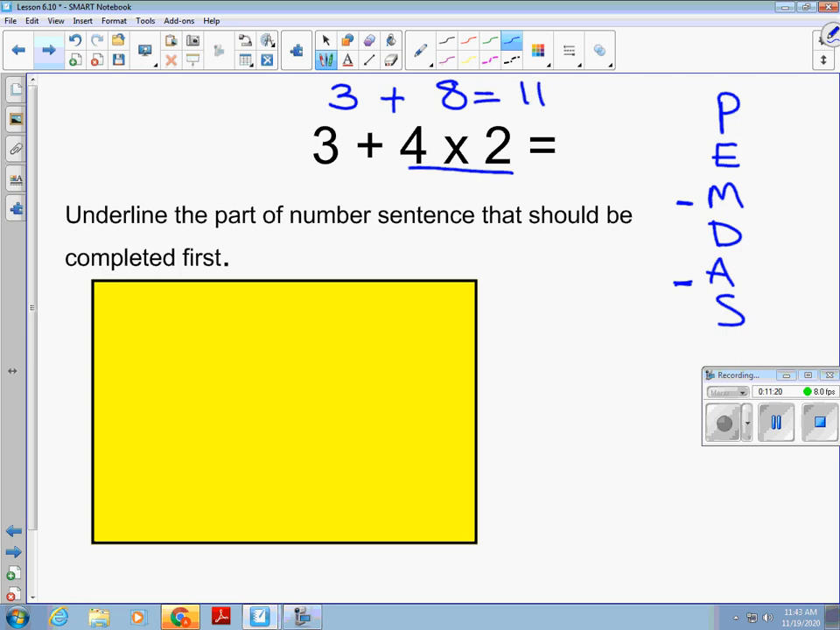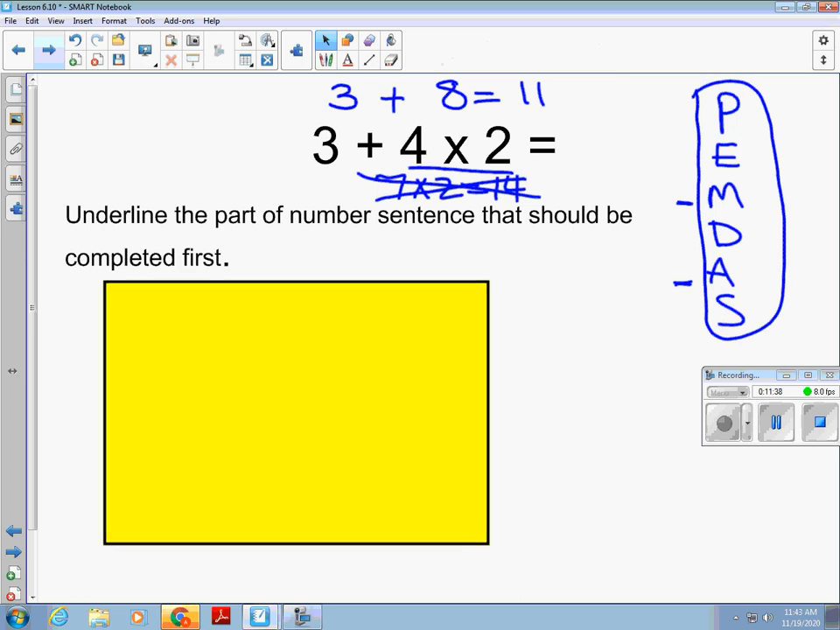My answer is 11. Okay, if I do not do them in that order and I just go from left to right, 3 plus 4 is 7. 7 times 2 equals 14. See how I come up with a different answer? So this would not be correct. Here's what you need to remember: your order of operations. All right, let's look at some more examples here.